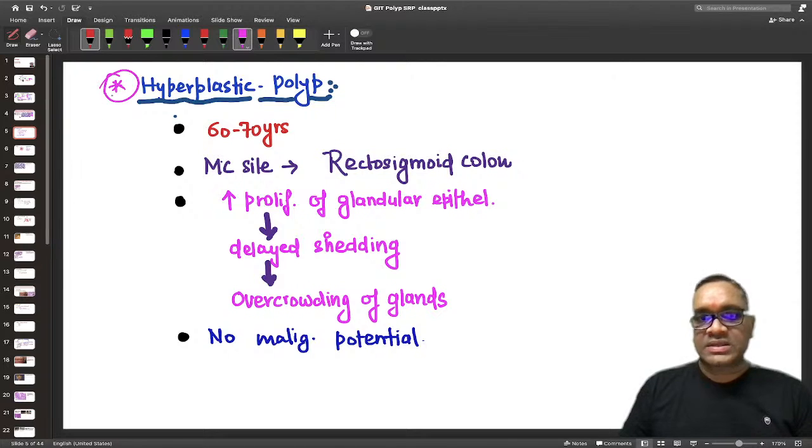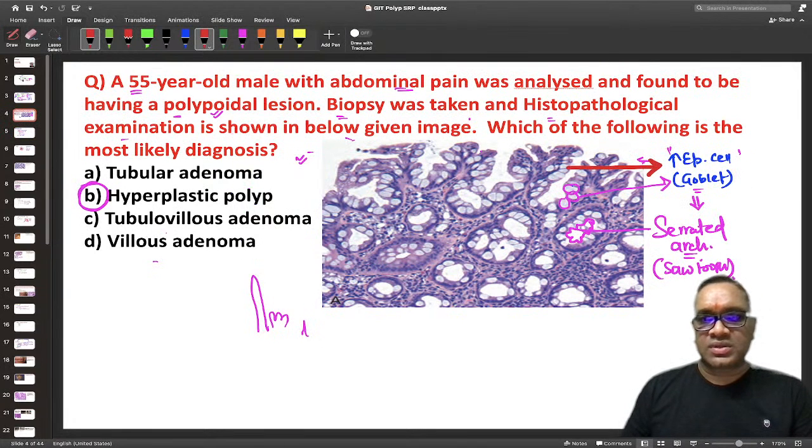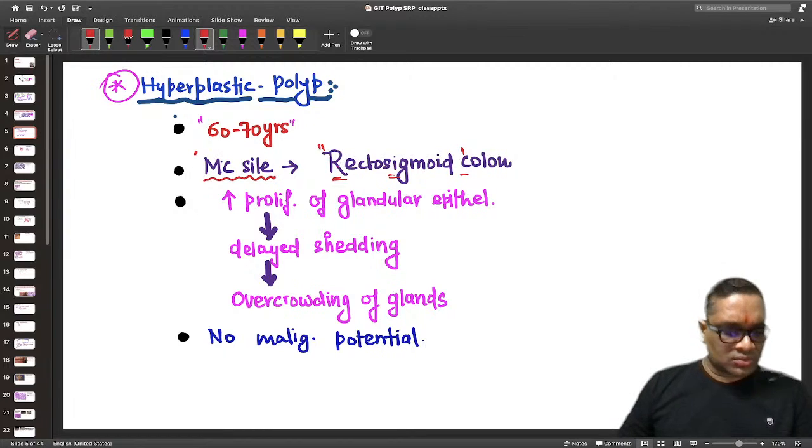Hyperplastic polyps are commonly seen in the age group of 60 to 70 years. If you look at the most common site for hyperplastic polyp, your answer should be the rectosigmoid colon, right? In this question there was abdominal pain and the site was not mentioned, so no issue, but the examiner can give you the site also. So the rectosigmoid colon is the most common site.